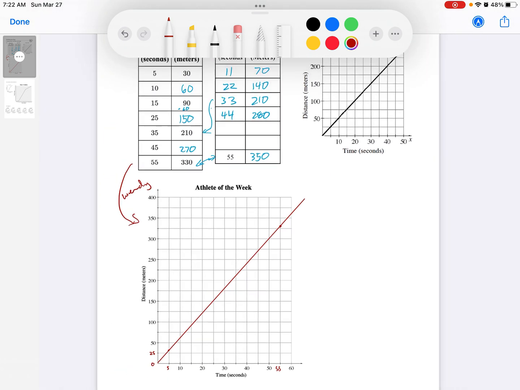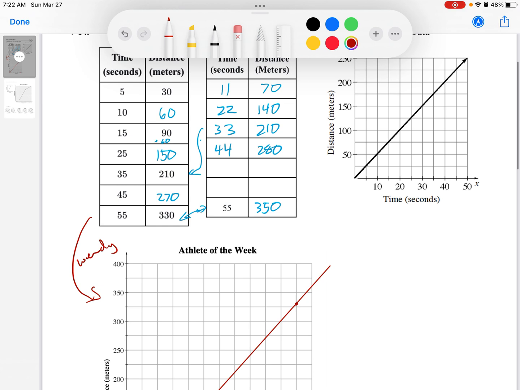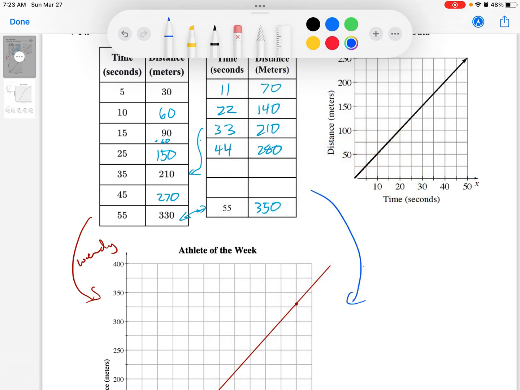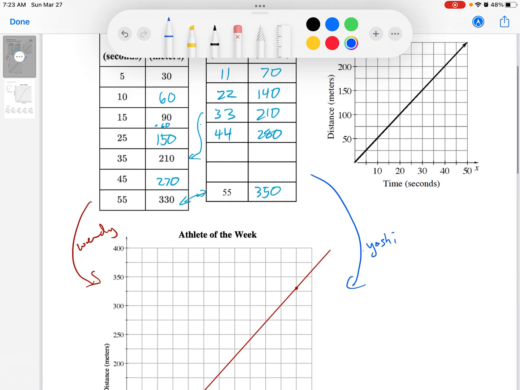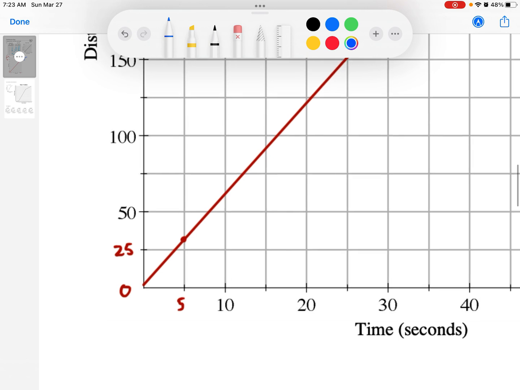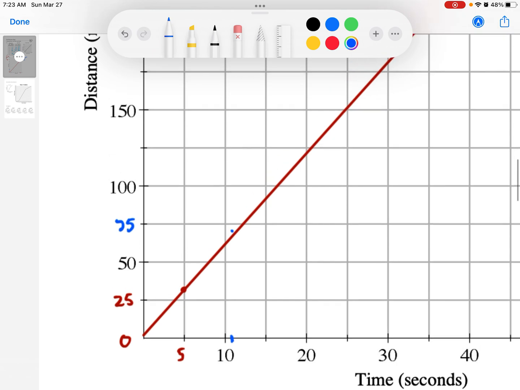Now let's do the same thing for Yoshi. Yoshi is at 11 seconds, 70. So for Yoshi, let's do this blue. Yoshi. Did I spell that right? Yep. 11 seconds, 70 meters. So this one's going to be a little hard because 11 seconds is going to be somewhere right here. 11 seconds, 70. This is 75. So it's going to be just below that. So 70 and 11 seconds will be somewhere right around there. It's going to be a little hard to see.